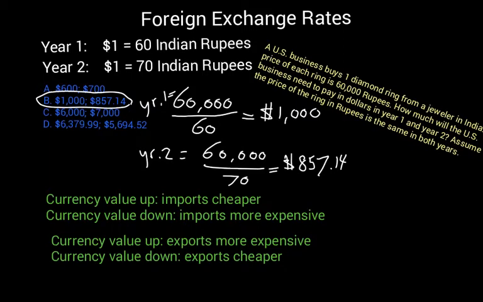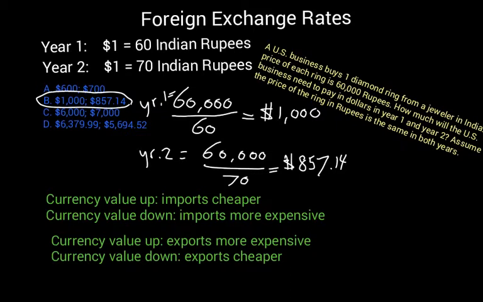In terms of exports, you can say that if the currency value goes up, exports become more expensive. So in other words, United States goods that we sell, let's say if we sold something to India, then they become more expensive if our currency value goes up. If the currency value goes down, then our products that other countries buy from us, our exports, become cheaper.